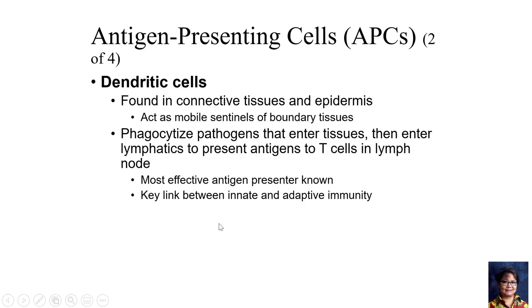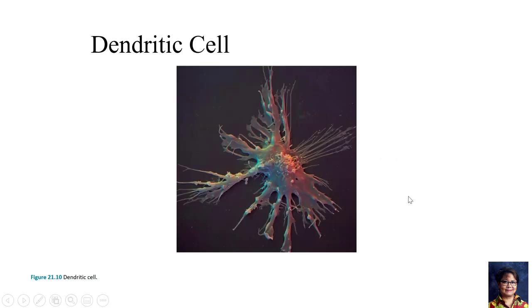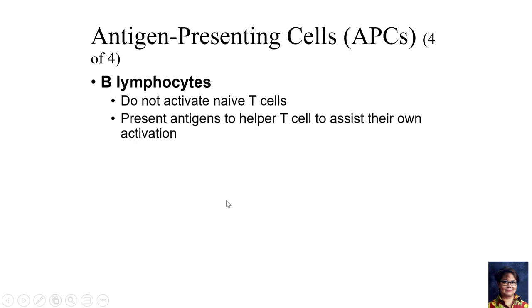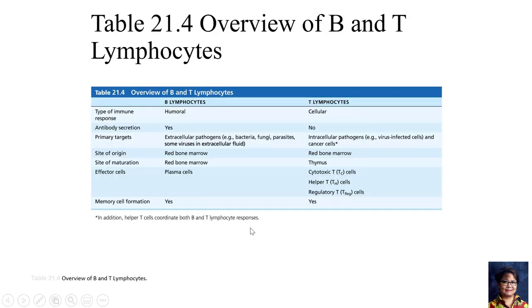And the dendritic cells are found in connective tissues, and this is your dendritic cells. And your macrophages are actually widely distributed. They are coming from monocytes, and you know that already. And your B lymphocytes, they pretty much do not activate naive T cells, but they present antigens to helper T cells.